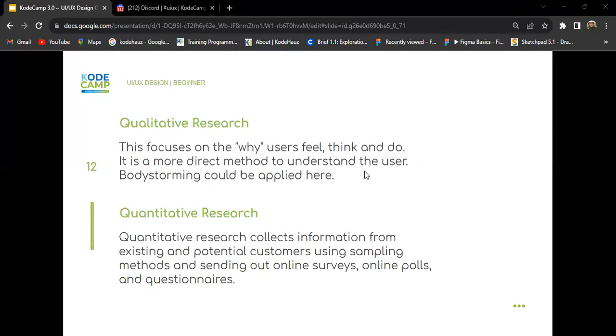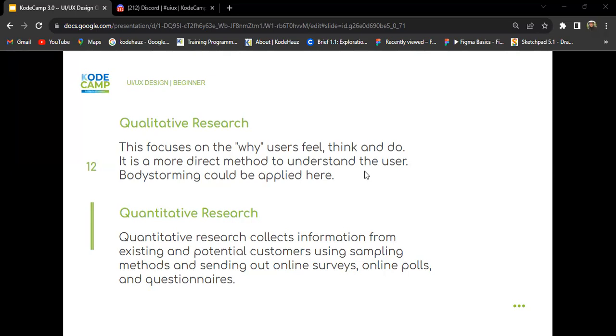Now, in quantitative research, remember I said that qualitative research, now take note of the difference. Qualitative research is a more direct method, and I mentioned one-on-one interviews. So you're getting to see the person face to face. That way you're also observing their body language and noting these things down. Now, the quantitative research, it collects information. So this one has to do with numerical data.